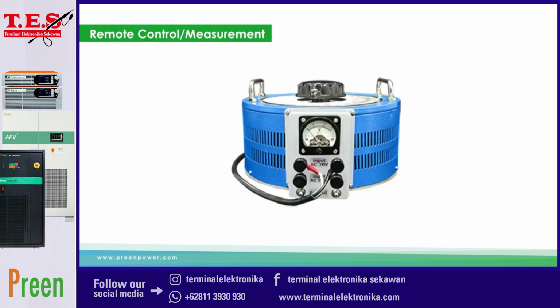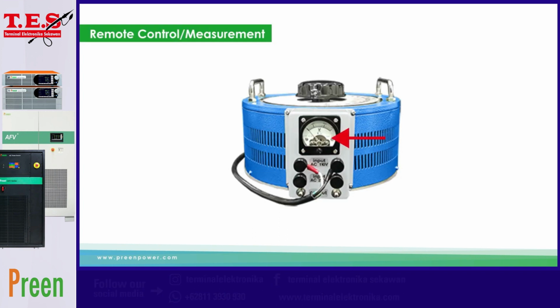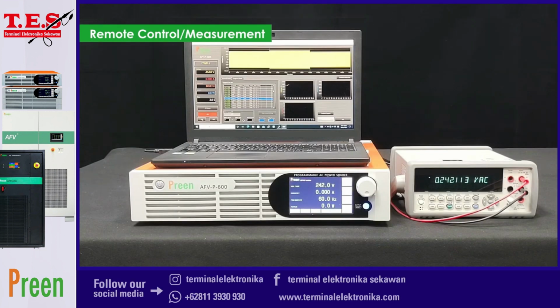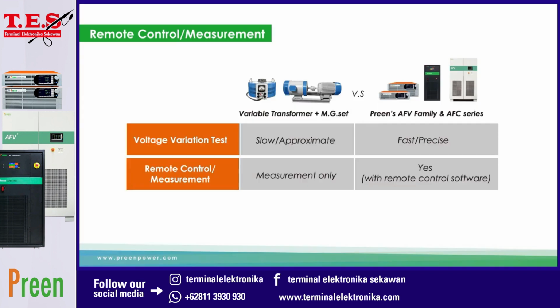For second application we will compare remote control and measurement. Users can read the parameters through the pointer of a variable transformer, while programmable power sources show the numbers of parameters directly. Moreover, with multiple communication interfaces and pre-program, users are able to operate sophisticated sequences via programmable AC source remotely, which cannot be done via a variable transformer.